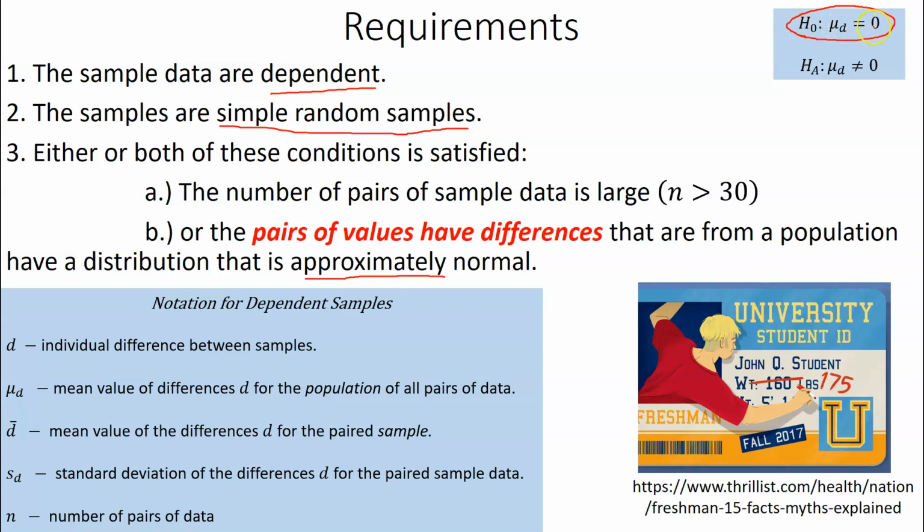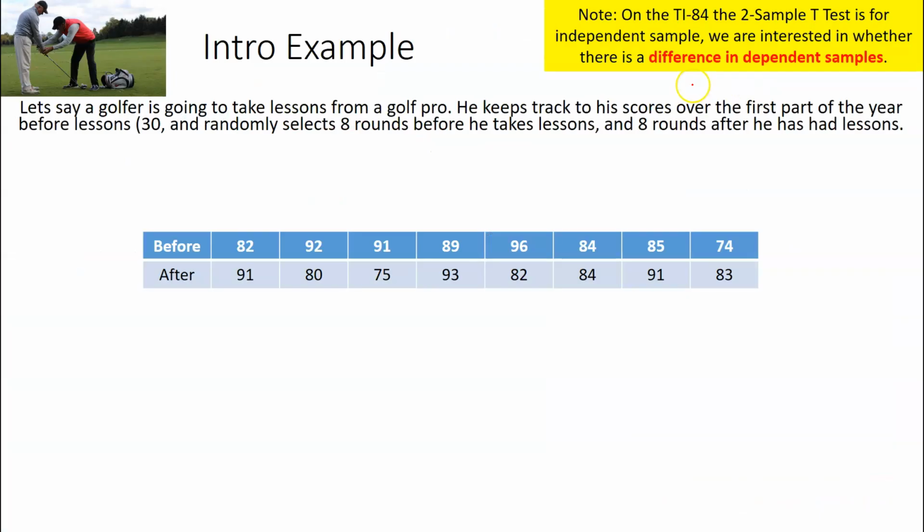So this will always be this right here. You're always going to have, of course, the equality, but the equality is that the difference is equal to 0. Okay, so let's take a look at this example here.